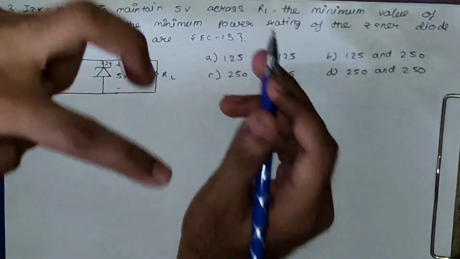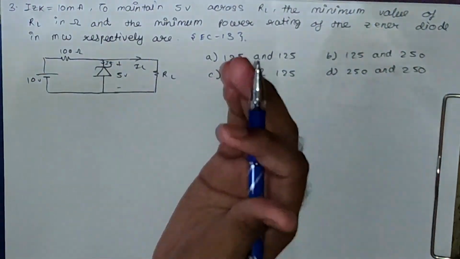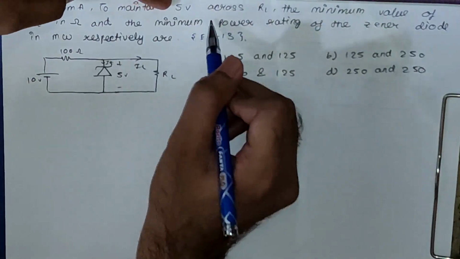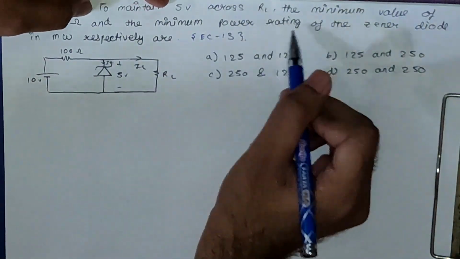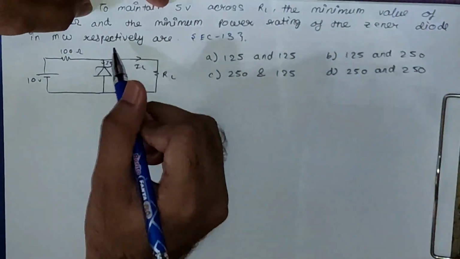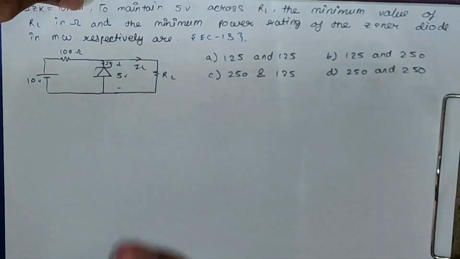This is of EC 2013. IZK equals 10 milliampere is given. It means that the minimum Zener current is given. To maintain 5 volt across RL, the minimum value of RL in ohm and the maximum power rating of the Zener diode in milliwatt respectively are. So basically we have to find out RL minimum and the maximum power rating.